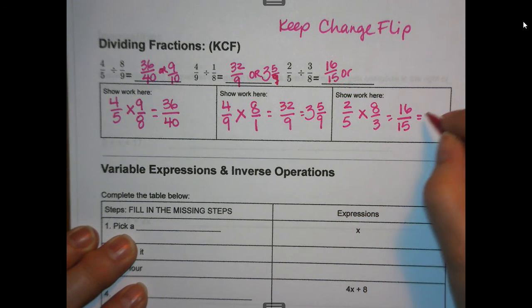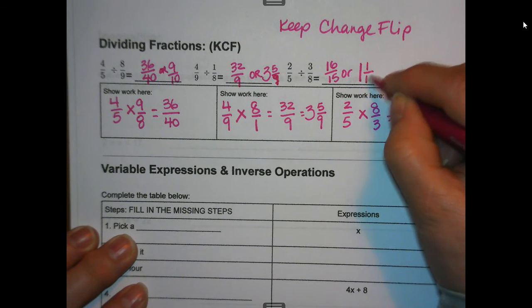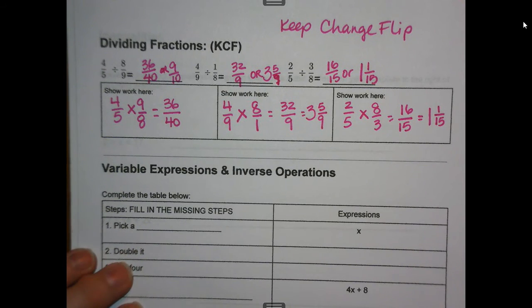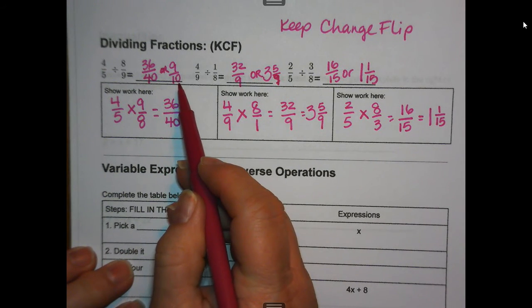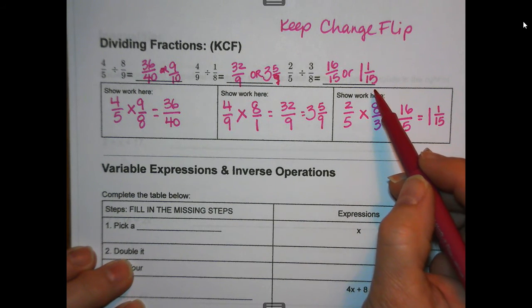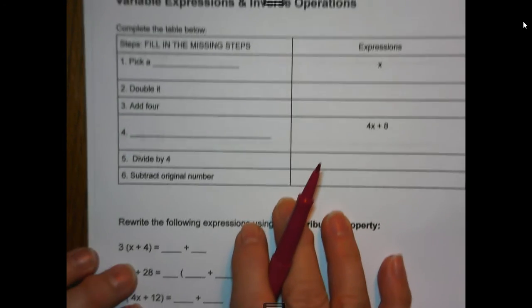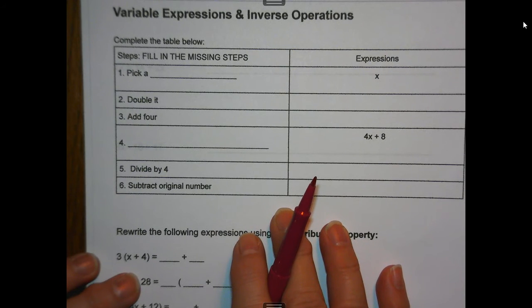Or I can think how many whole groups of 15 are in 16, and that would be 1, with 1 left over. So I would have 1 and 1/15. The simplified version is the better version for many teachers in the future. Right now, I think that we're good with what we got going. And moving on to variable expressions and inverse operations.